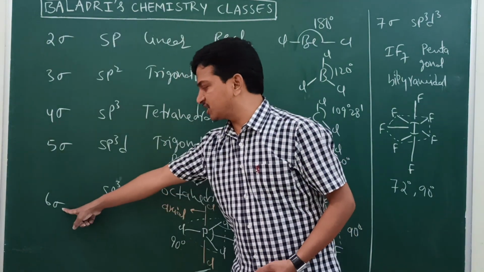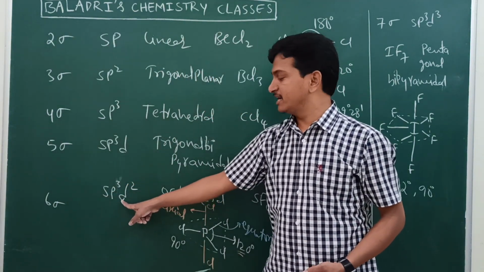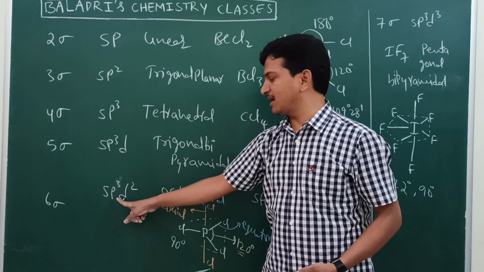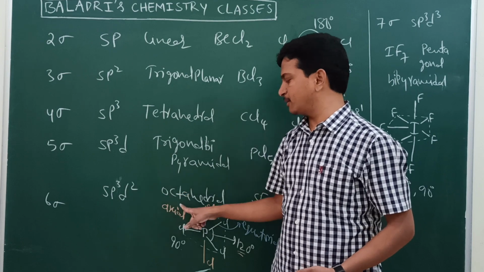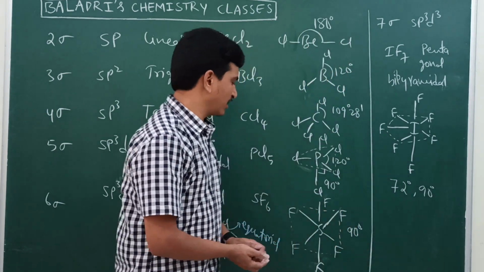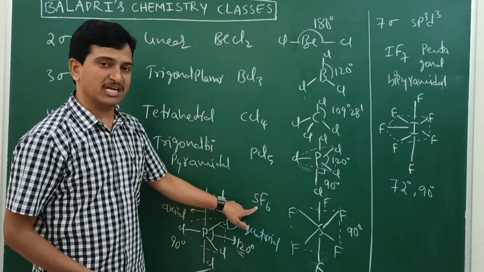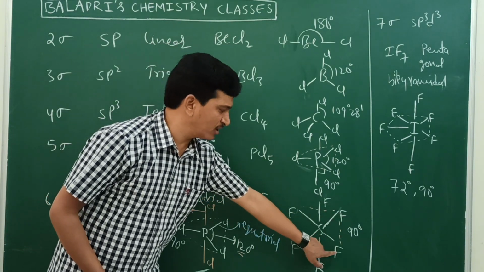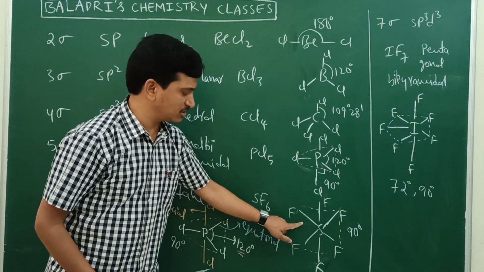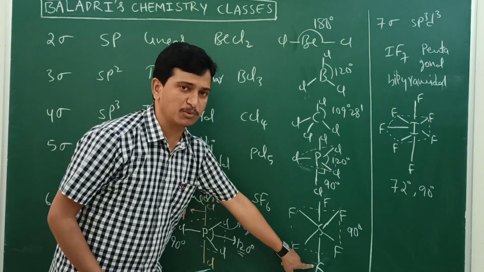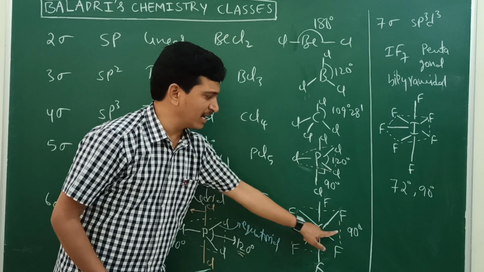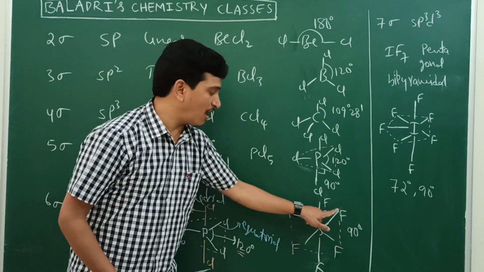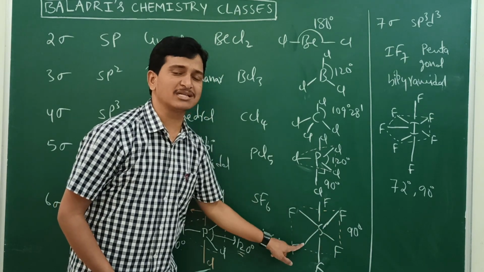If the central atom is forming 6 sigma bonds, then the hybridization is what? sp3d2. 6 orbitals are involved here: 1 s orbital, 3 p orbitals and 2 d orbitals, and the shape is what? Octahedral shape. You can take the example of SF6. Here sulfur is the central atom, 4 fluorines are occupying the corners of the square, one is above the plane, and the other one is below the plane. Within the square, the bond angle is 90, and above and below the plane, the bonds make 90 degrees with the plane.